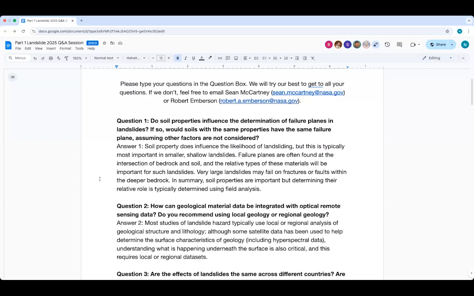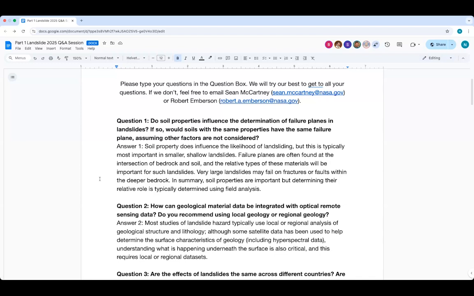Thank you, Sean. And just to say, thank you for these questions. You're absolutely right to point out that soil properties are important, and they certainly influence landslide likelihood in many locations. Typically, clay soil, for example, may lead to more specific failure planes aligned with the clay particles. But it's important to consider this as part of a larger whole.